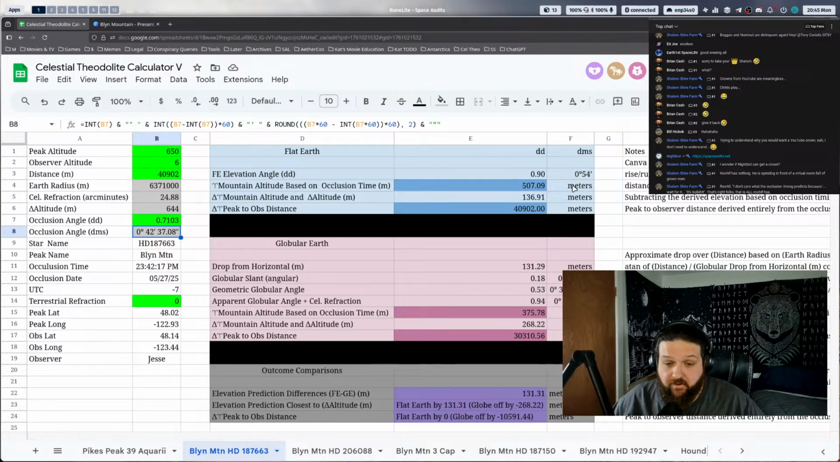Now, but what you're trying to do here is the celestial theodolite comparing 42 to 54? Is that the celestial theodolite? Yes. So it's off by 11 and a half minutes. And when we derive the elevations off of the occlusion timing, it's closer to a flat Earth, and it's dead on for the distance, which is what matters.